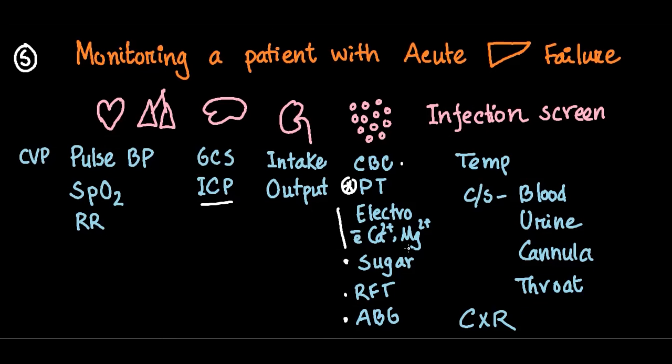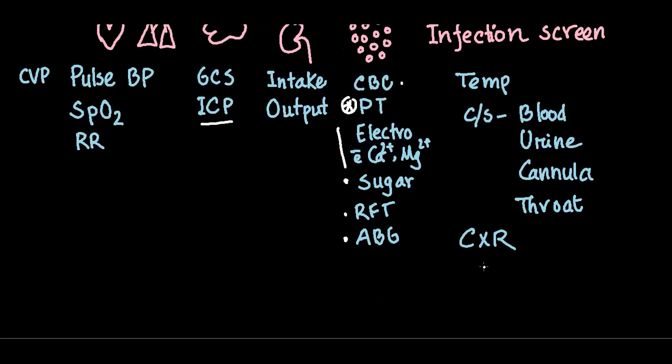Infection screen by checking the temperature regularly and taking cultures from blood, urine, cannula sites, and a throat culture. We can also do a chest x-ray, especially if the patient has cough or chest pain. So those are the monitoring parameters in patients with acute liver failure.